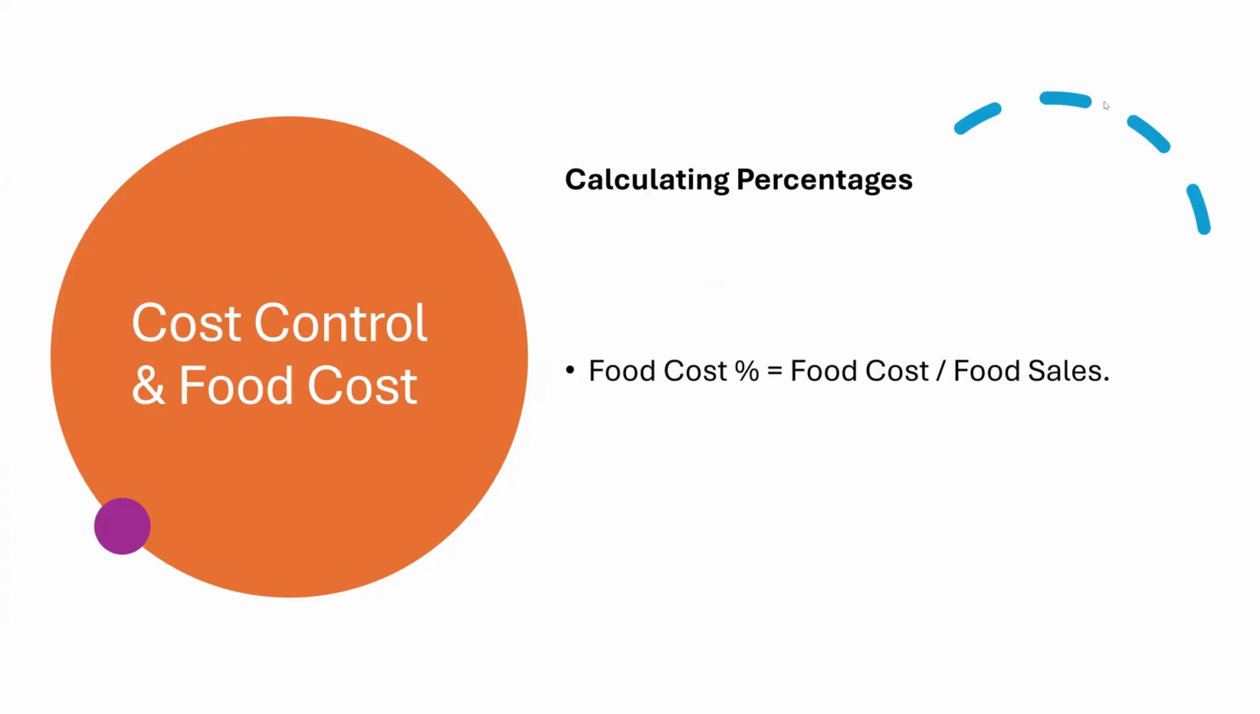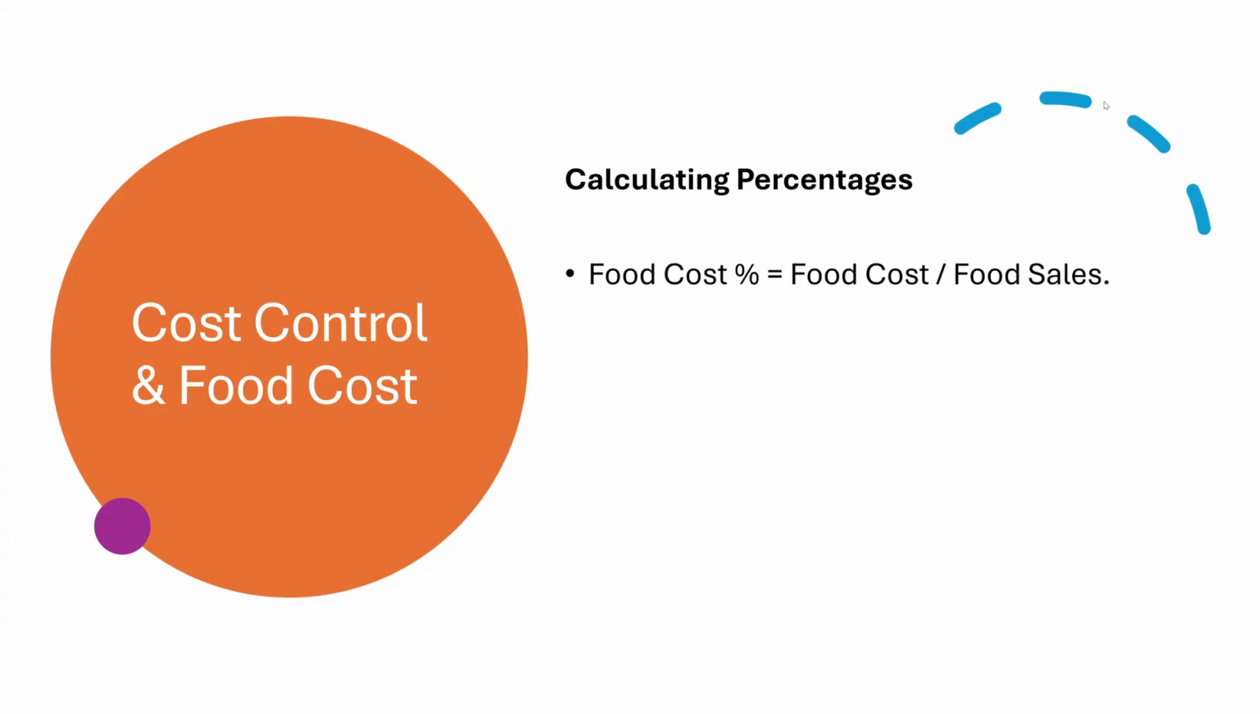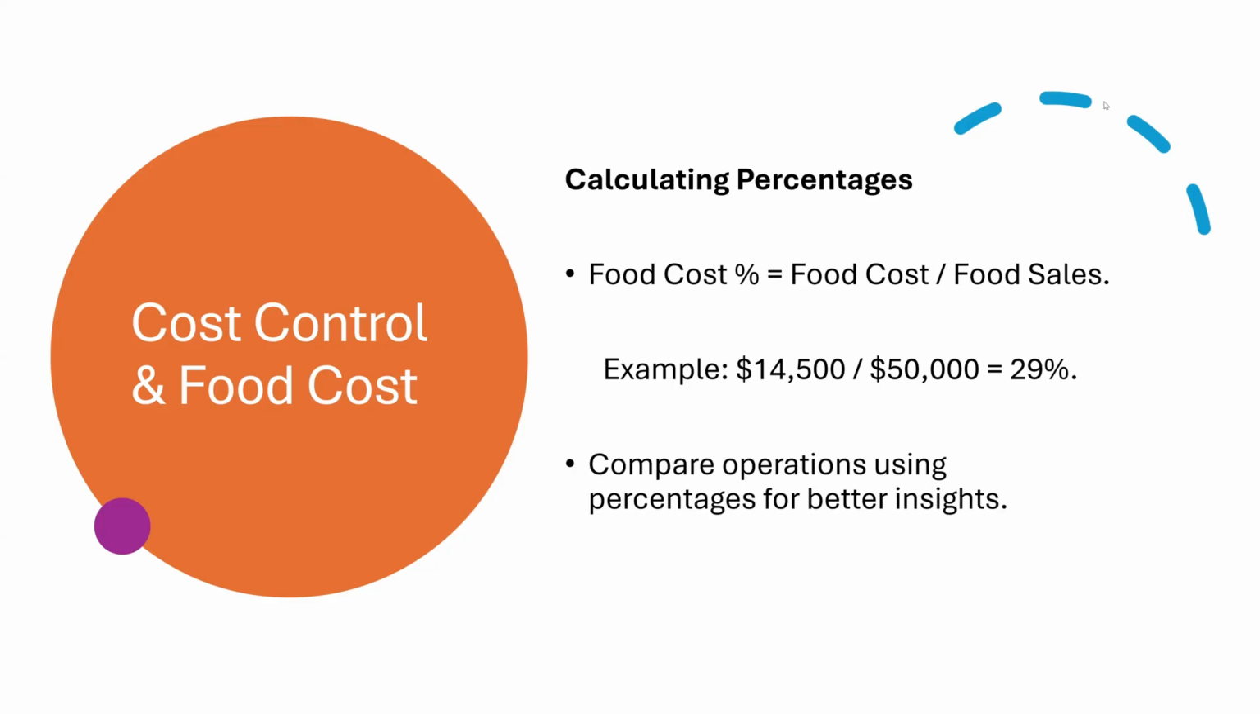When we're calculating percentages, we get into food cost percentage, and that really is our food cost divided by our food sales. So an example would be if our food cost is $14,500, we divide that by our food sales, which at this point would be $50,000. So we get a 29% food cost percentage. This allows us to compare operations using percentages for that better insight compared to the last time period, those types of things.